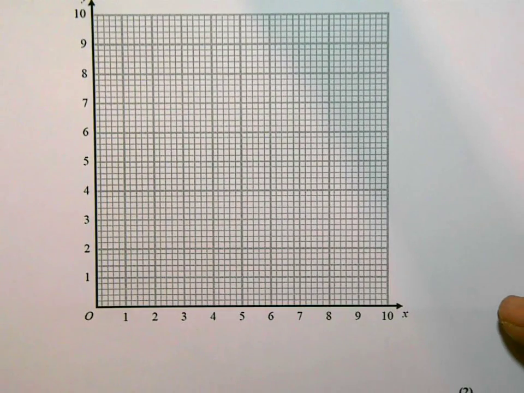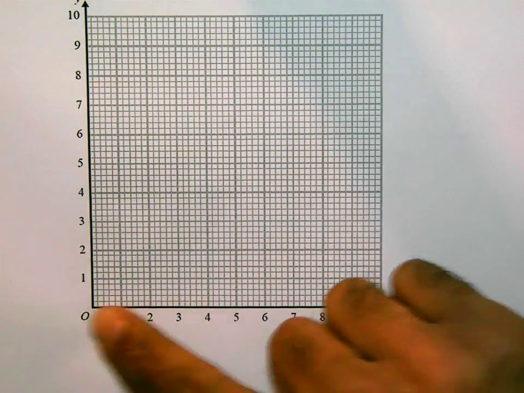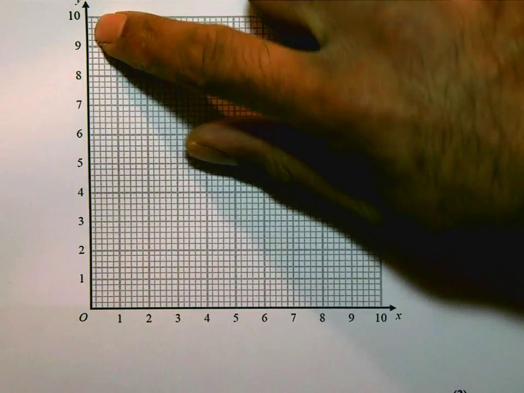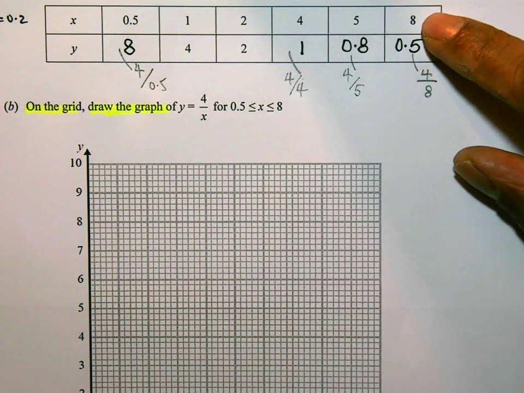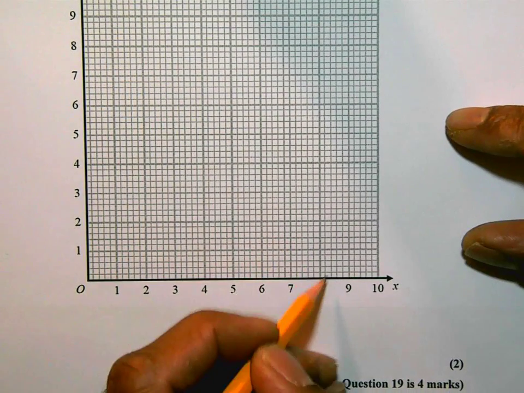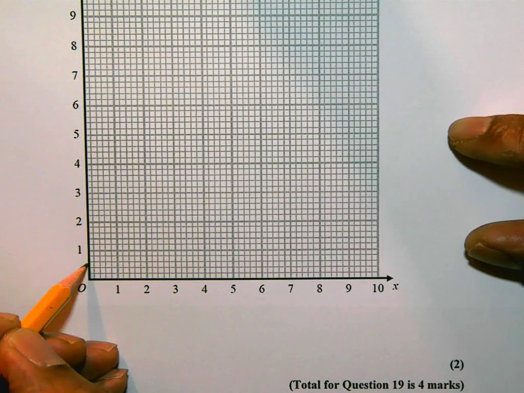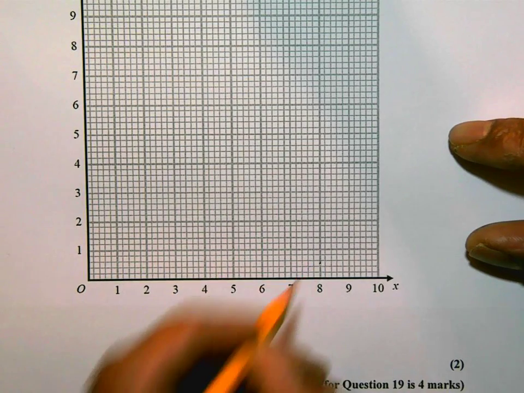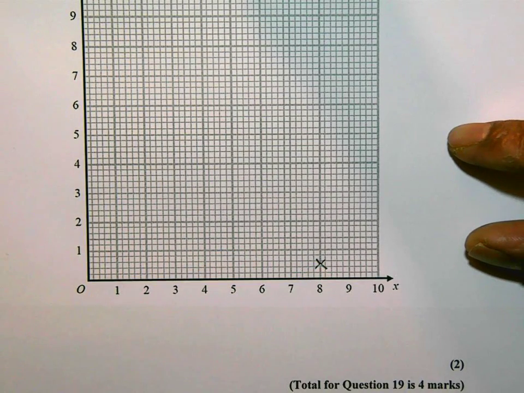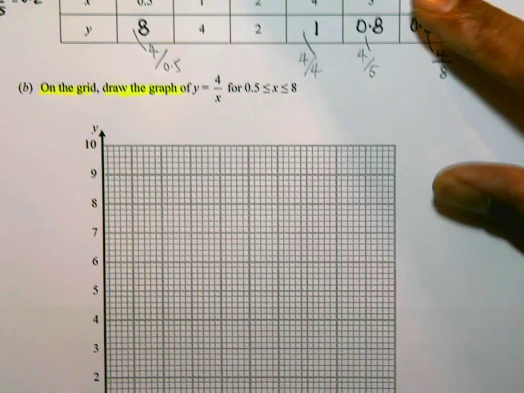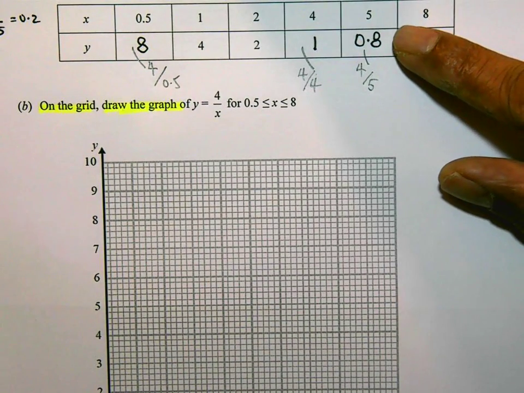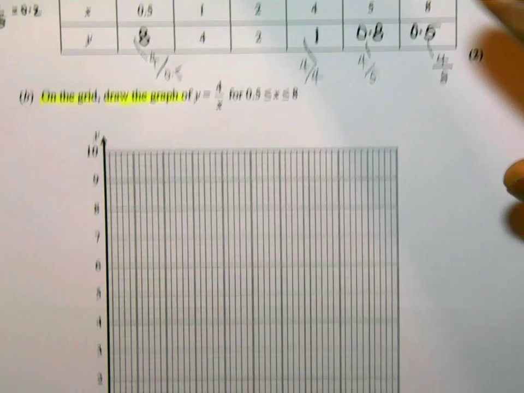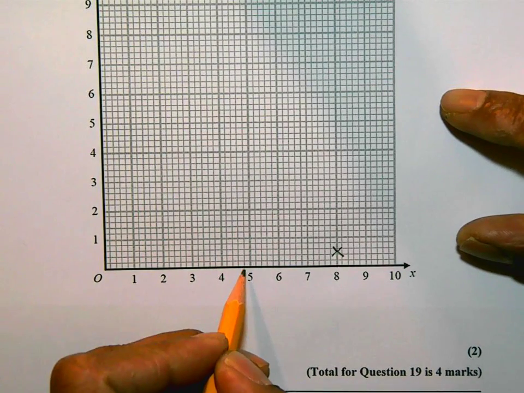So here's my graph. Here is a series of x values, and here are the corresponding y values. I'm going to go back up to my table, and I'm going to look at when x is 8, y is 0.5. So I'm going to go all the way to my graph. When x is 8, y is 0.5, and 0.5 is halfway along here. So I'm going to go and put a cross at that point. Okay, back to my table, when x is 5, y is 0.8. So come back here, when x is 5, 0.8.